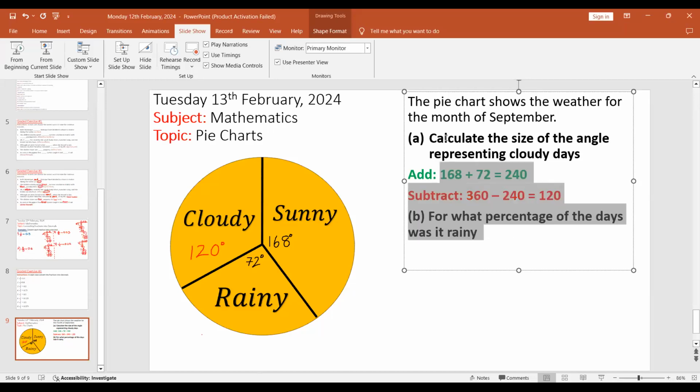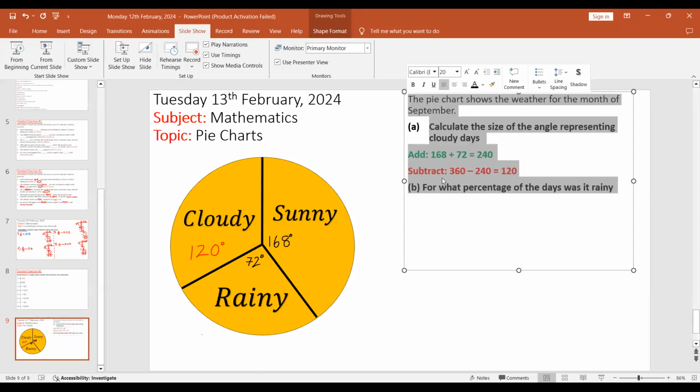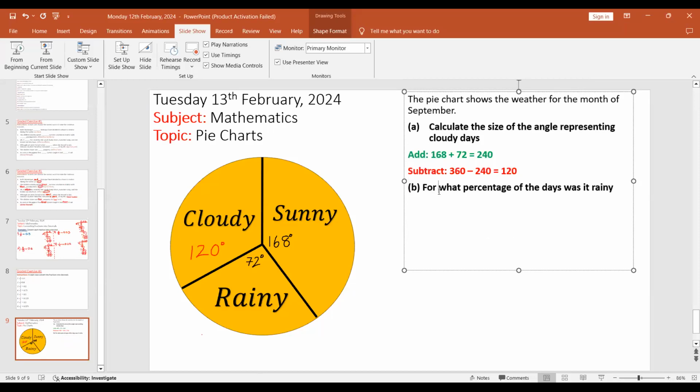I think 72% over 100. Say it again. 72 over 100. Say it again. 72% over 100. No, definitely not. Is it 72%? No, definitely not. 72 over. Let me see.